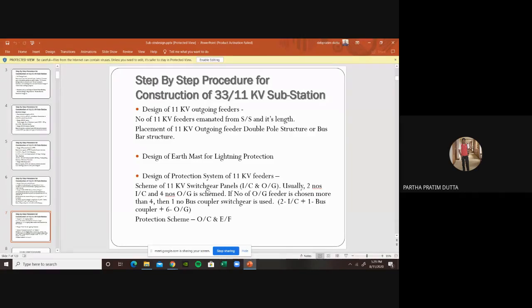Then we do the 2 incoming, 1 bus coupler. So usually the bus coupler acts as a bridge between the 2 incoming and the outgoing that has been catered to this incoming. And this protection system, as I already said, the overcurrent and earth fault system, we usually do.